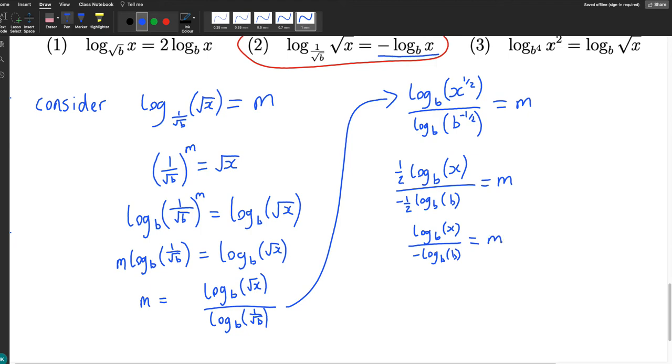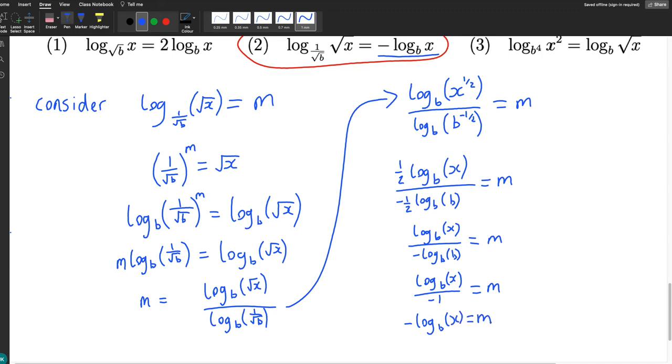And then log to the base b of b, remember, when you have log to the base something of the same number, that's always going to be equal to 1. So that can be log to the base b of x divided by minus 1 equals m, which in actual fact is minus log to the base b of x equals m.